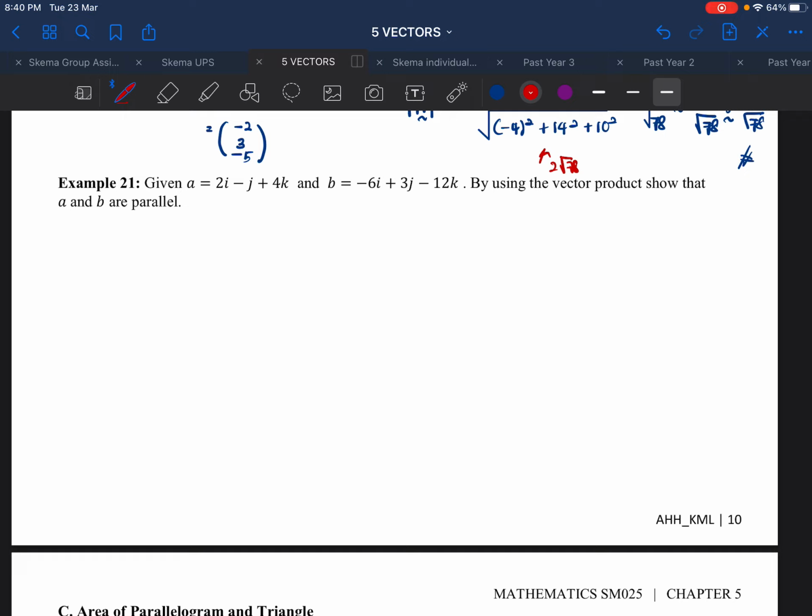Okay, this is easy lah. Okay, kita tahu kalau A and B parallel apa benda? Kalau A parallel to B, formula properties kita A parallel to B maksudnya A cross B equals to 0. Okay, so basically kita kena cari A cross B lah. So kita cari A cross B.